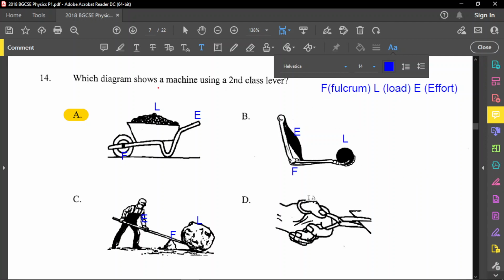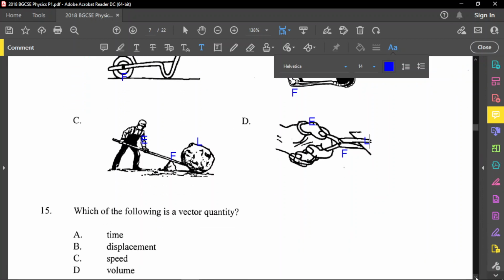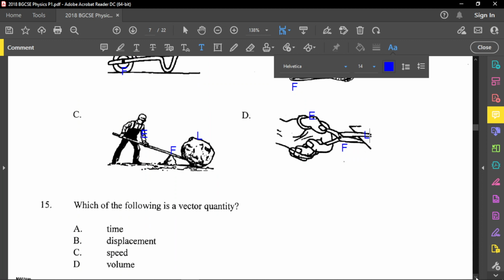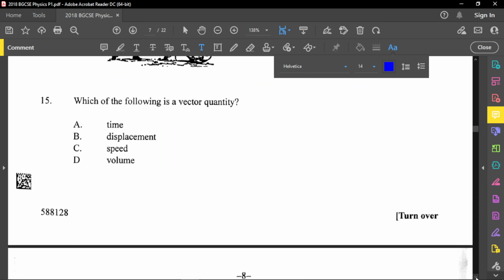All right. This here, the fingers, is going to be your effort. Where the scissors is turning, that is the fulcrum. And what is trying to cut will be the load. And so again, fulcrum is in the middle, first class. So we have 3 first class levers and 1 second class, which is the wheelbarrow. All right, so remember, what is in the middle? FLE. Fulcrum in the middle, first class. Load in the middle, second class. Effort in the middle, third class. Number 15: which of the following is a vector quantity? And a vector quantity has both size and direction.